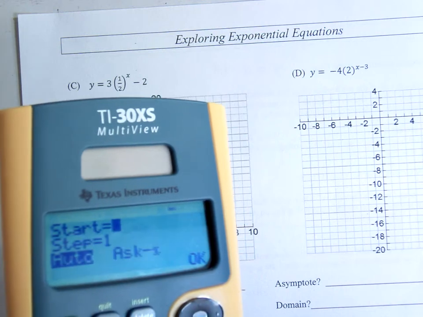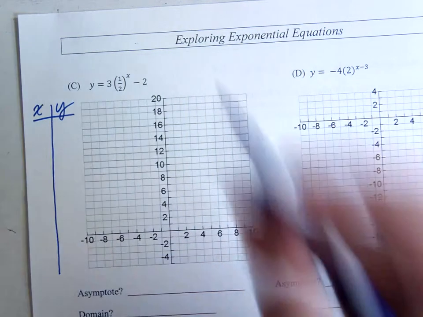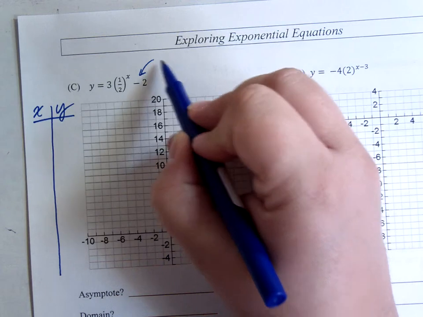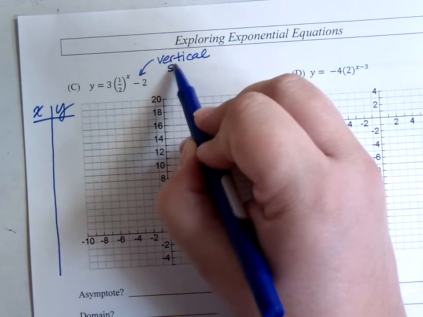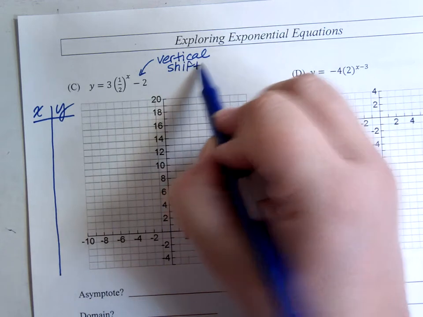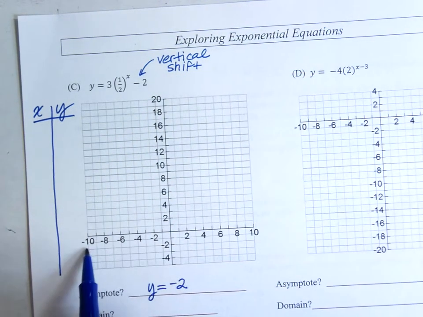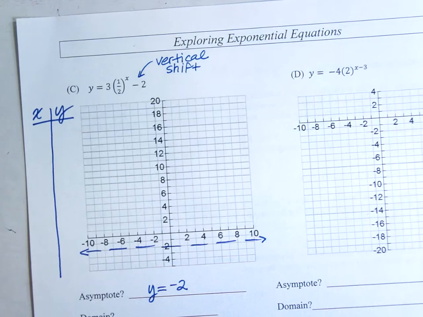Now, before I even write down my table of values, I'm going to take that -2 into account and point out that because of that -2, we have a vertical shift, and that tells me where my asymptote is going to move. My asymptote is going to move from y equals 0 down to y equals -2. I'm going to go ahead and draw the asymptote because it's helpful to have it in place before you start plotting points, so that you don't accidentally go over the asymptote.